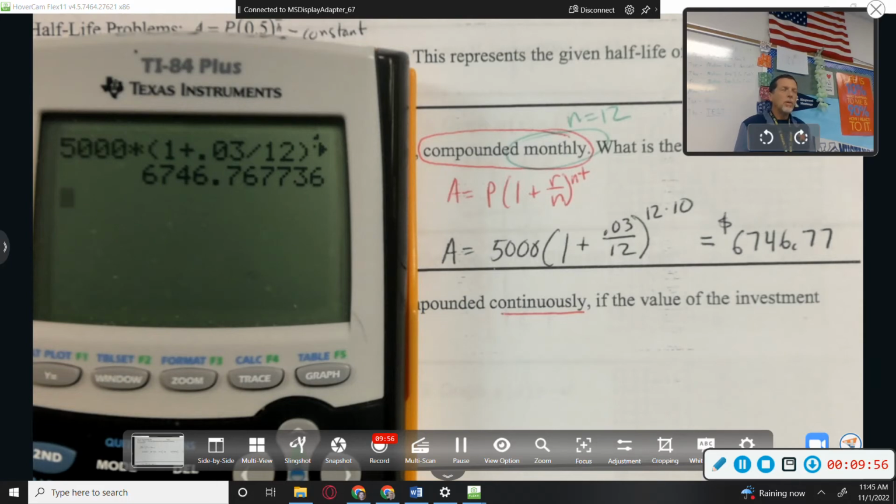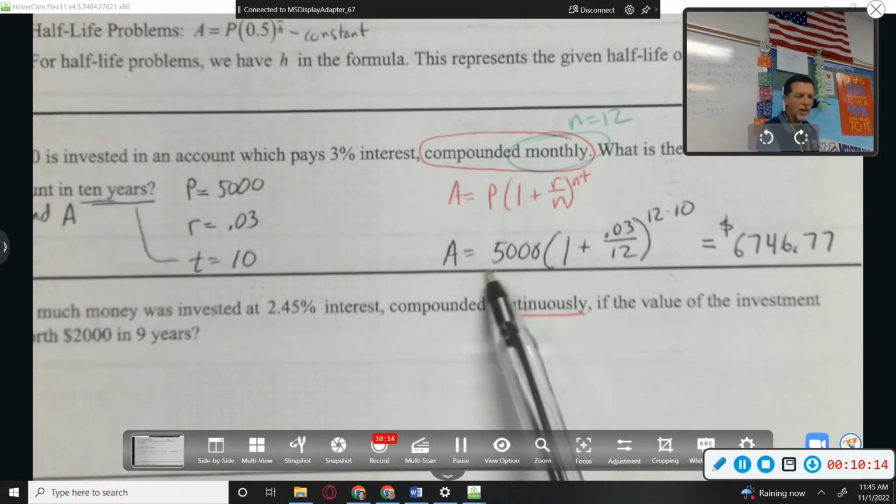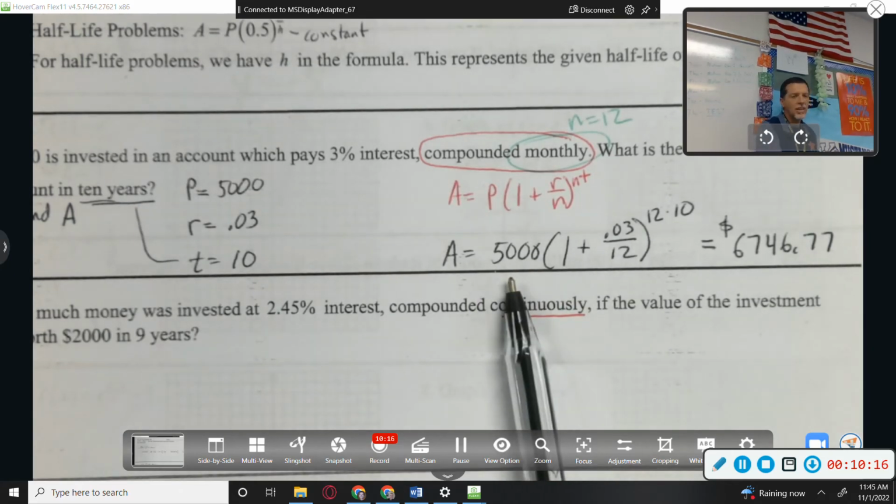And one of the maybe few nice things about word problems is you can kind of have a reality check on them. Like, you guys aren't bankers. You probably don't have a good feel for, if 3% in 10 years, how much do I have? But you should have more than 5,000, right? You shouldn't have any negative money. It shouldn't be less than 5,000.